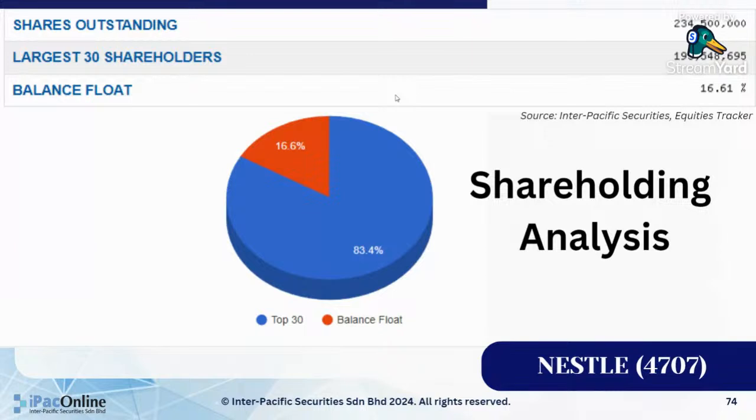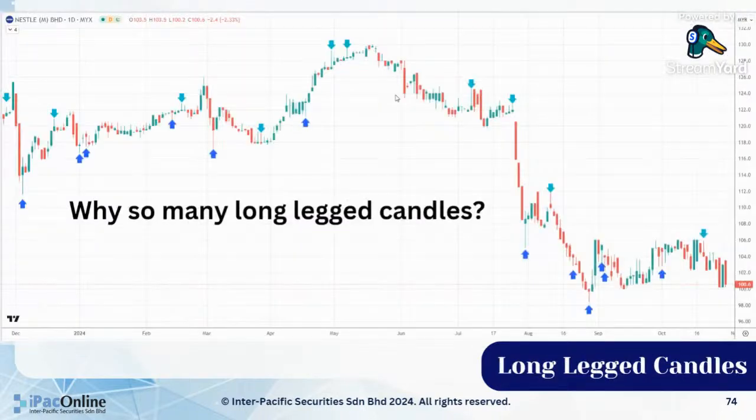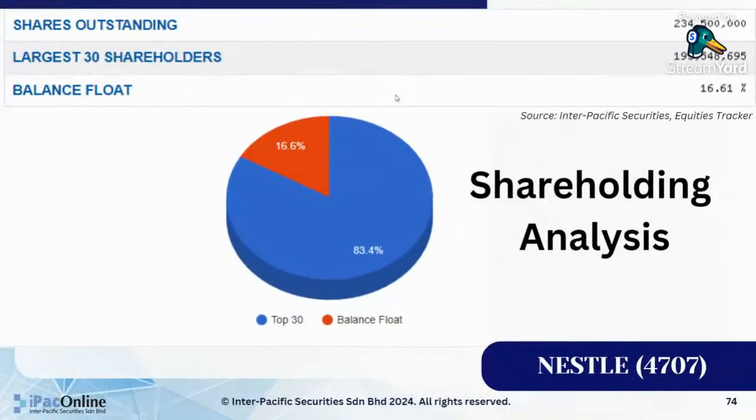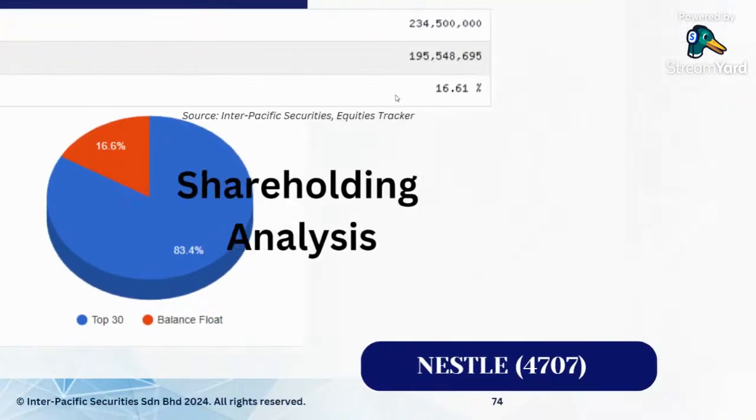So when you encounter counters with these very long leg candles, you really want to check the number of floating shares, which you can find on our platform under fundamental data. You can see the balance floating in the market, how much it is. Only then might you decide whether you want to invest in this counter, buy and hold, or still really want to trade it, which I don't recommend.